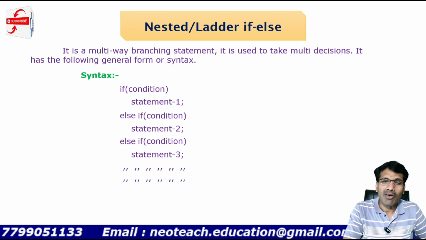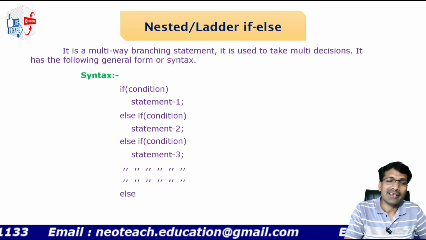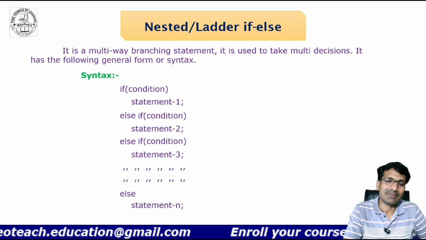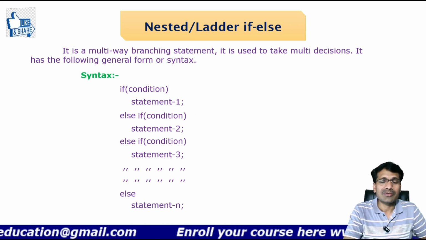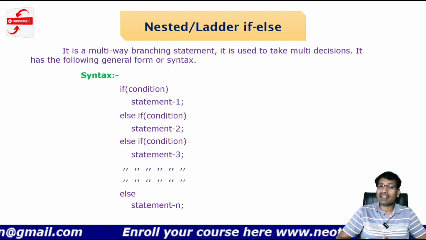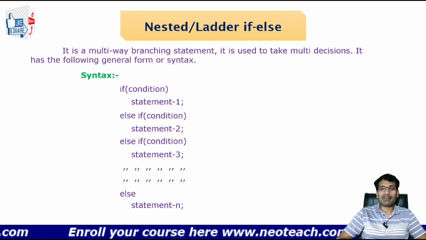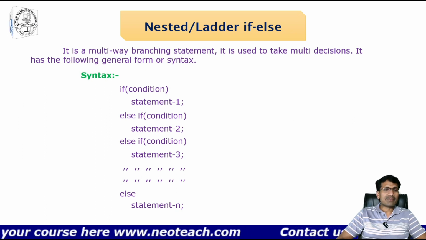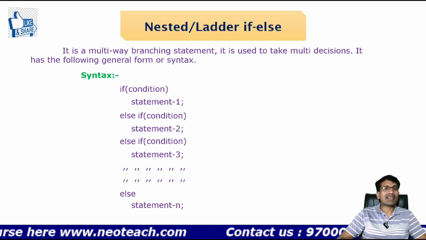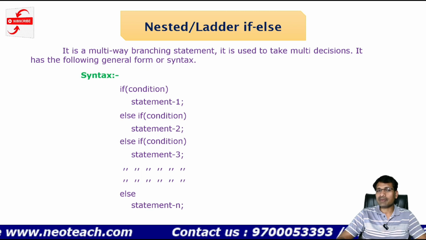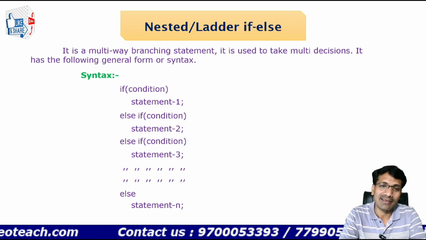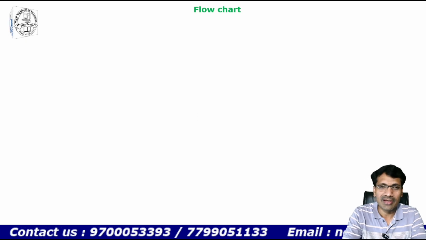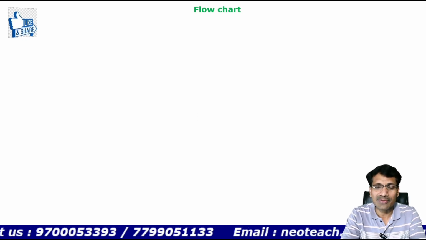If all the conditions are false, then the last else part we write and execute the last statement, that is the nth statement. So n minus 1 conditions can handle n number of statements. We can also say that n number of statements can be handled by n minus 1 conditions by using nested or ladder if else. Okay, so this is the way of execution.